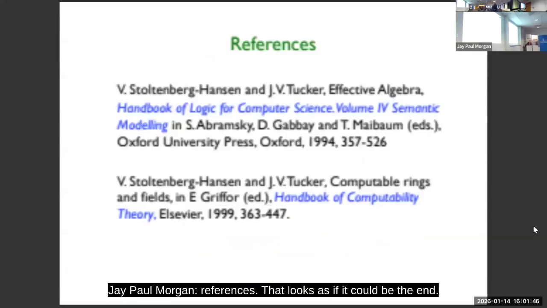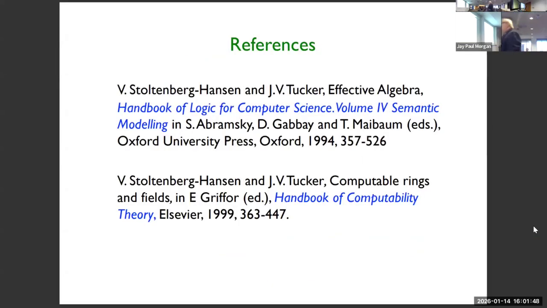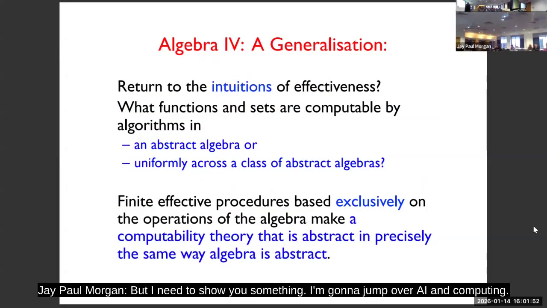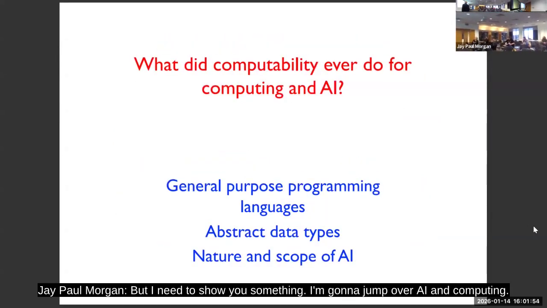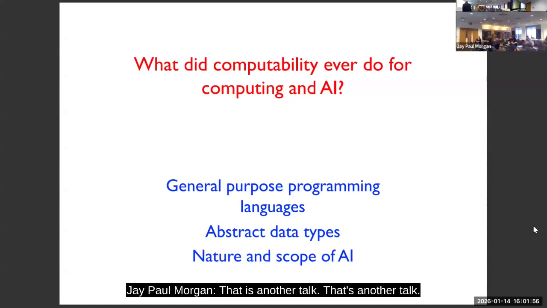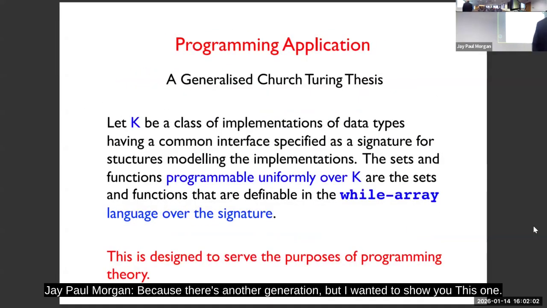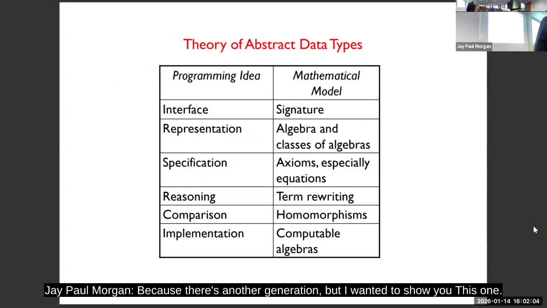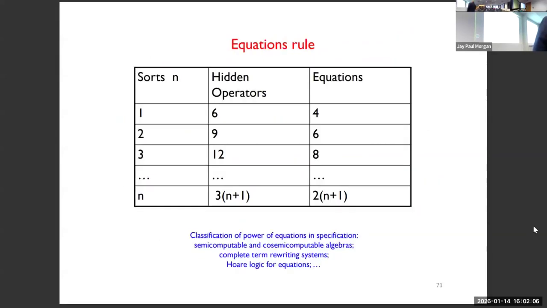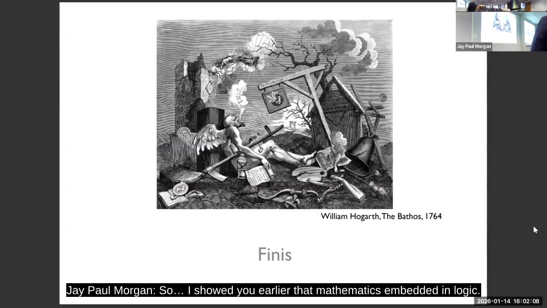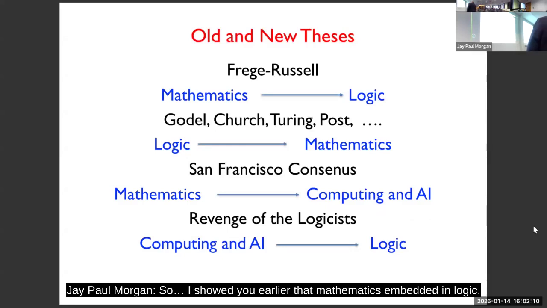Right, let me see where I am. References. Oh, that looks as if it could be the end. It could be, but I need to show you something. I'm going to jump over AI and computing. That's enough talk. That's another talk. Because there's another generalization. But I wanted to show you this one.